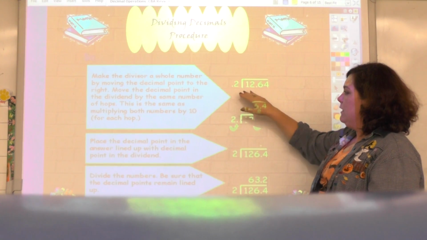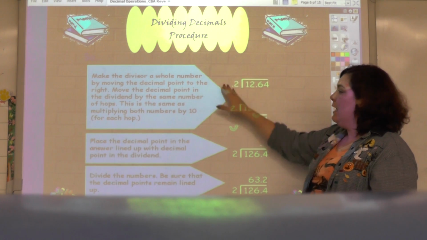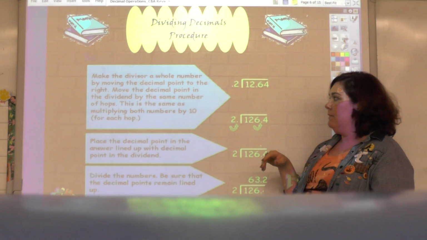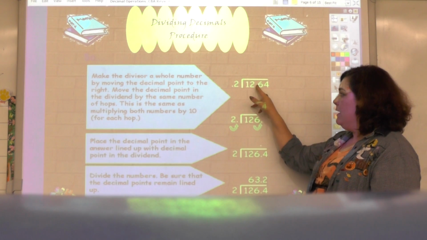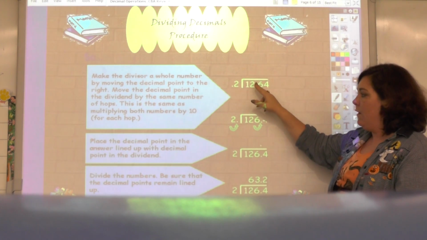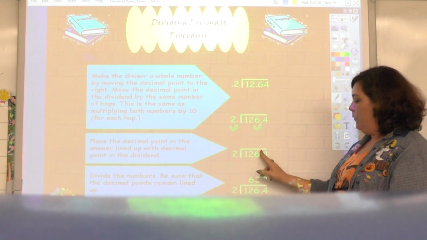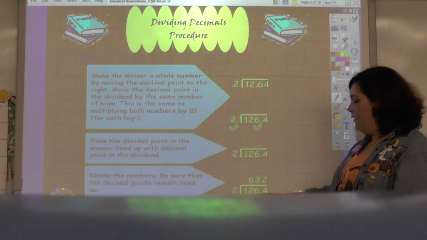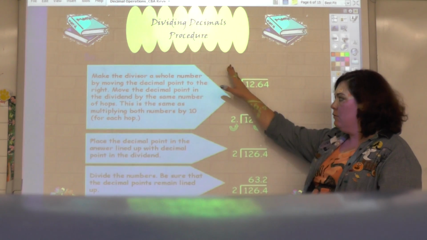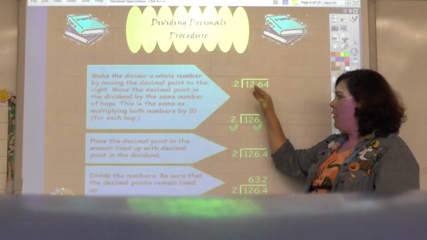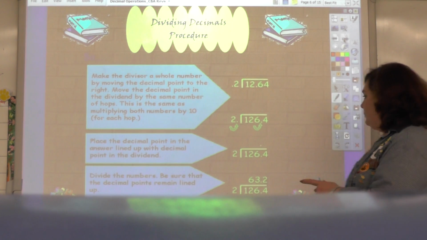So I have 2/10, this number 12.65 divided by 2/10. Well, I can't have a decimal in my divisor. So I move it over and it hops one place to the right. So in my dividend, I have to also move it one place to the right. And so now my decimal point comes straight up and I can divide it out and I get 63.2. So make sure no decimals out here. You move them over, and whatever you move over on the outside, you move over on the inside.